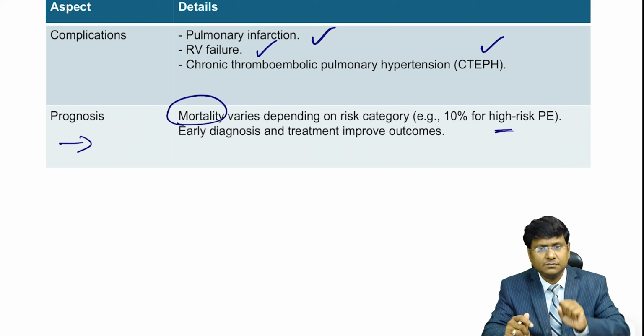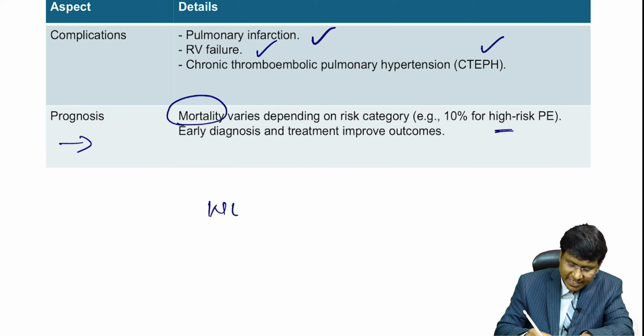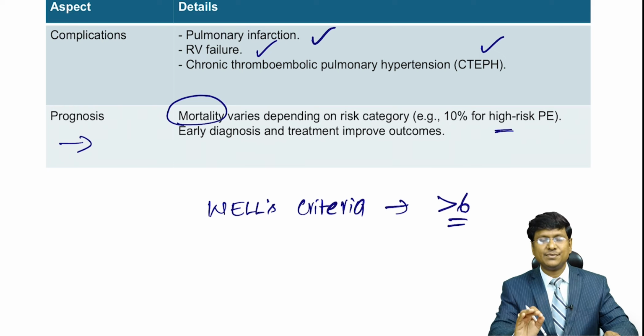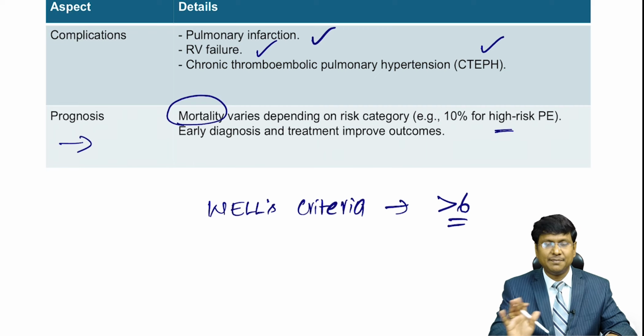One more important thing that you need to know is the criteria. We have a criteria called the Wells criteria for diagnosing pulmonary embolism, and within the Wells criteria, if the score is more than 6, that is suggestive that the individual is having pulmonary embolism, right? So this is about the pulmonary embolism.